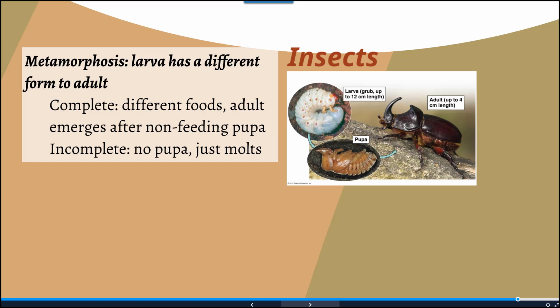So they are going to have different foods. There's going to be an adult that emerges after a non-feeding pupa, but in the ocean that'll be a little bit different. There's also incomplete metamorphosis, which is where there's no pupa and it just kind of molts. And that's what we see happening in the marine environment more. We don't have this structure that the organism sits in and then changes into the adult. We have more of a fluid kind of process through metamorphosis.